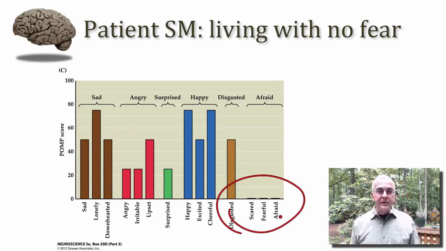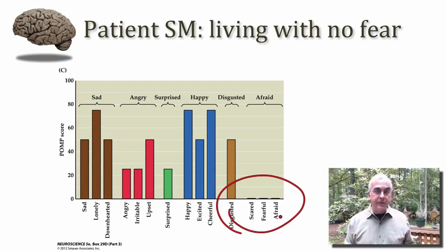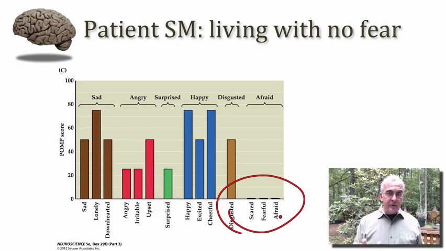Now, there's really a fascinating set of papers that I would encourage you to read if you're interested in learning more about patient SM. In short, she appears to be an individual that is impaired in her ability to read fear in the human face. And consequently, she appears to be severely impaired in the actual experience of fear in day-to-day life. I think what we've learned from patient SM is that in the human brain, the amygdala is an important center for the experience and expression of emotion, especially the emotion of fear.